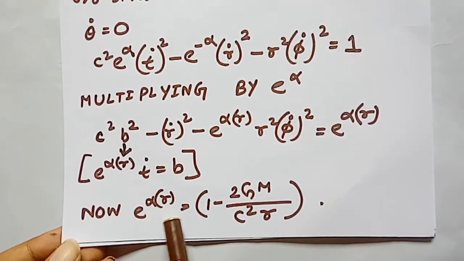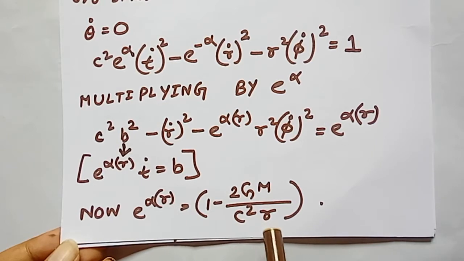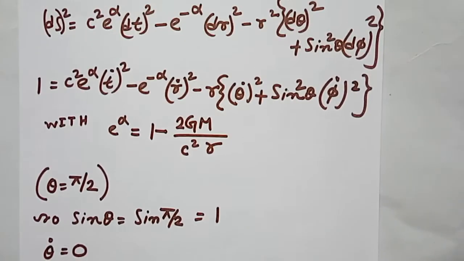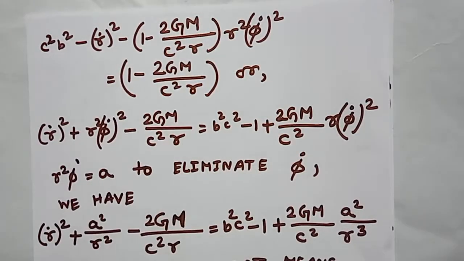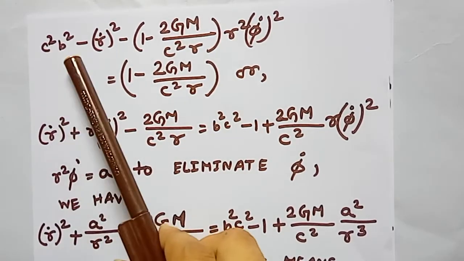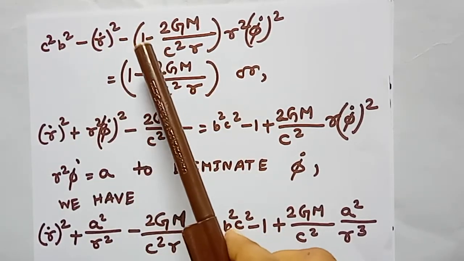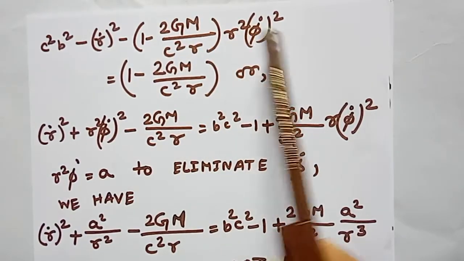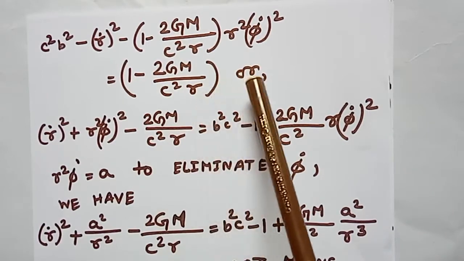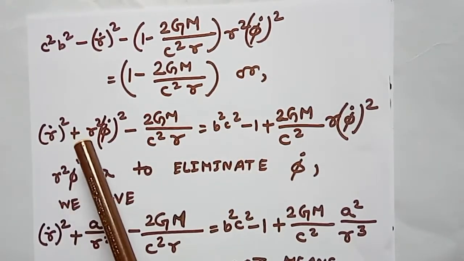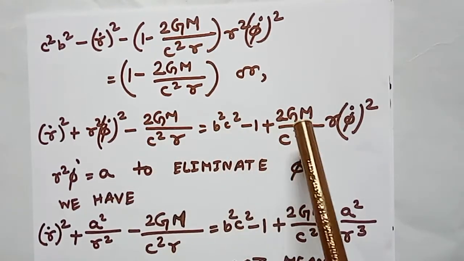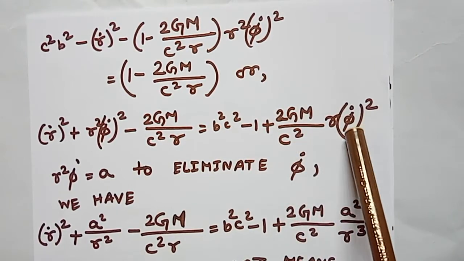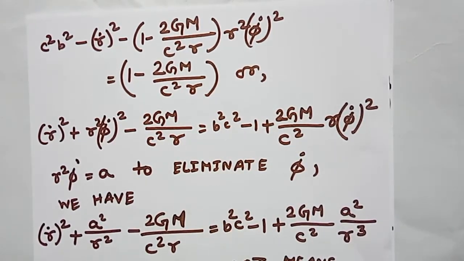And now e to the power alpha of r equals 1 minus 2GM over c squared r. So c squared b squared minus r dot squared minus (1 minus 2GM over c squared r) r squared phi dot squared equals 1 minus 2GM over c squared r, or r dot squared plus r squared phi dot squared minus 2GM over c squared r equals b squared c squared minus 1 plus 2GM over c squared r phi dot squared. We insert the e to the power alpha value and rearrange.